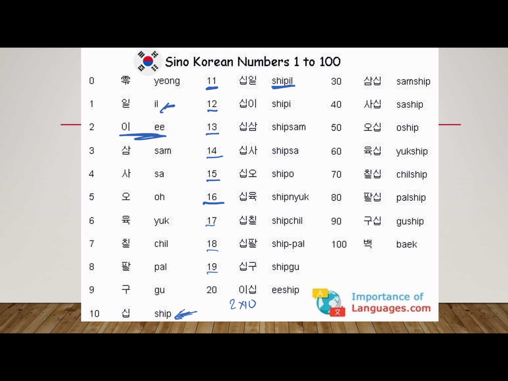And then it goes higher. So if you want to do 1,000, it's chon. And that's important if you ever go to Korea because one of the Korean units that is roughly $1 is called a cheon. It's 1,000. Anyway, so those are the Sino-Korean numbers.